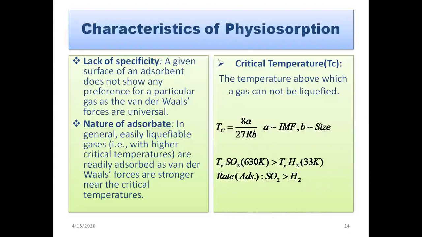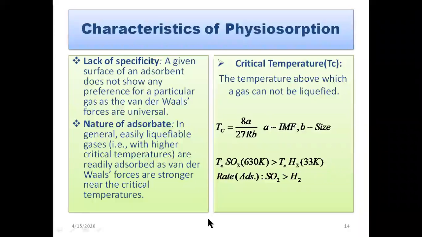What is the formula of critical temperature? If you remember, the critical temperature is 8a by 27Rb. What is a here? a is the intermolecular force. Then what is b? The size of the molecule. Now here, higher the critical temperature means higher the attractive force. Higher the attractive force means easier the rate of adsorption.